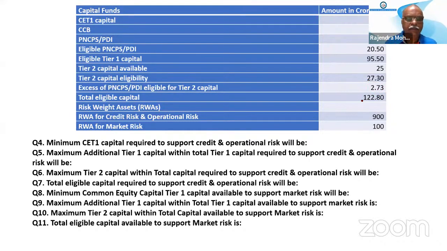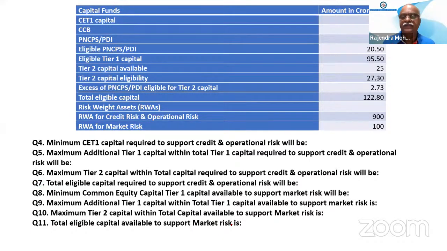11th one: total eligible capital available to support this. Basically we have total eligible capital here of 12080. Either you add all the three eligible capital figures to support markets that we calculated in questions 7, 8, 9, 10, and in that way we can calculate, or from 12080 you can deduct the answer of question 8, which is the total eligible capital required to support credit and operational risk. If we deduct the answer for credit and operational risk from the total, the rest amount will be for market risk. So you can calculate both ways.